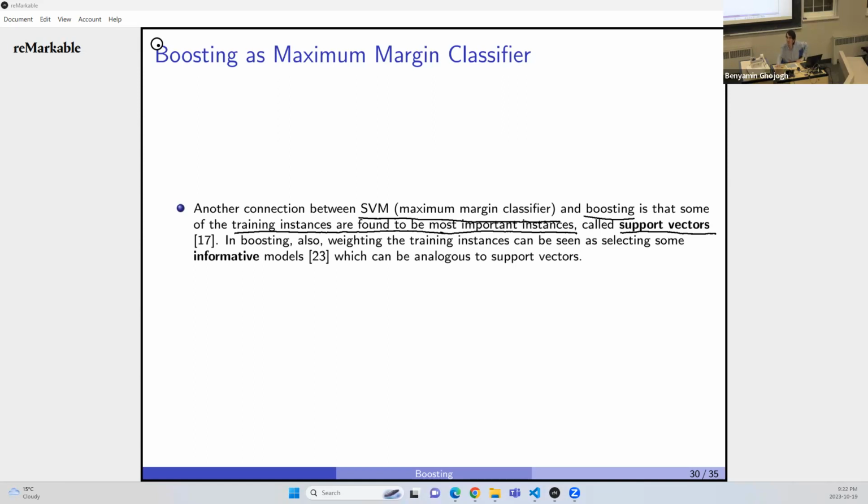On the other hand, in boosting, what did we say? We experiment the trained model on the points, and we see that for some of the points, this model is performing poorly. So we weight them more. In other words, we say some of the points are more important. Let's weight them more. Do you see? Kind of, we are having support vectors like support vectors in boosting as well. We are weighting them. Interesting. In boosting, weighting the instances can be seen as selecting some informative models, which can be analogous to support vectors.